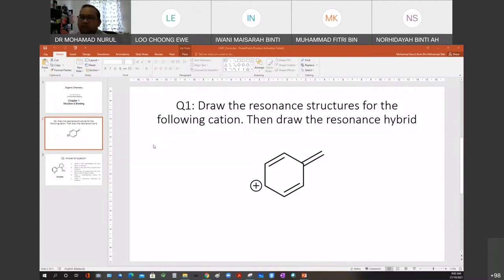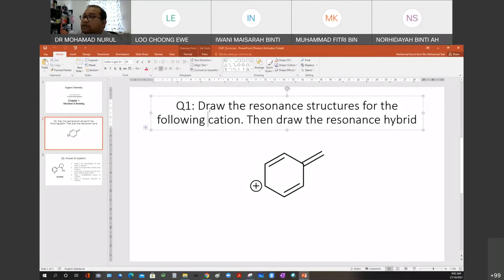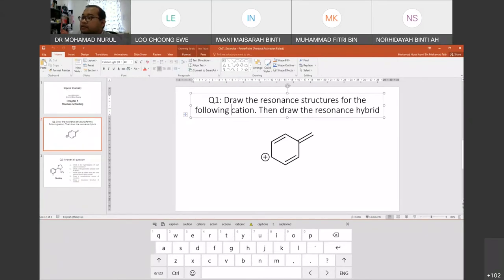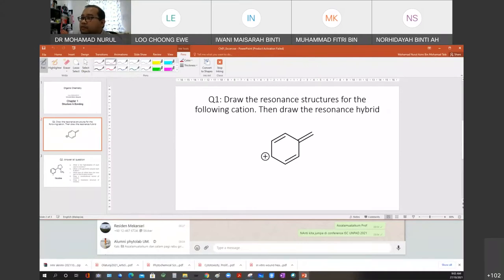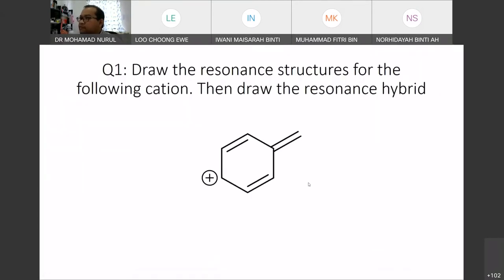On Monday, I left you with this kind of question. Question number one: draw the resonance structures for the following cations. We understand that a cation is a molecule that contains a positive charge. This is the first task, what you have to understand and what the question asks of you: the resonance structures.